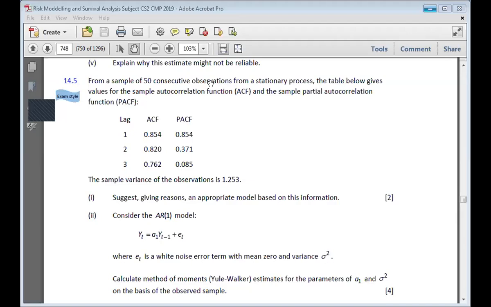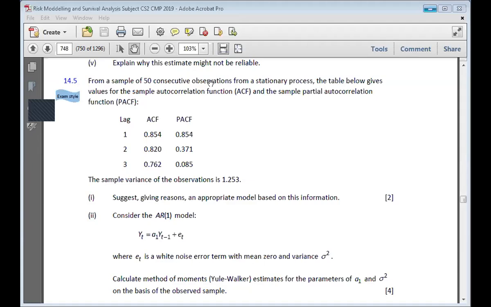So we have the sample variance over here, which is 1.253. So we'll just find the variance of yt, which we'll get as A1 variance of yt minus 1 plus sigma square, and then just replace the value of 1.253 there, and with A1 we just put 0.854. After finding gamma 1, we'll find rho 1 by just dividing it, and then find sigma square from that. Yeah, that should be it.